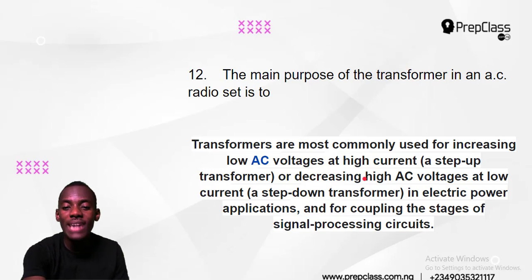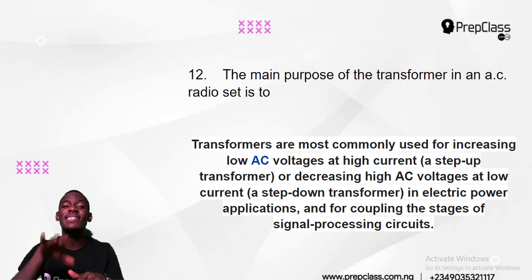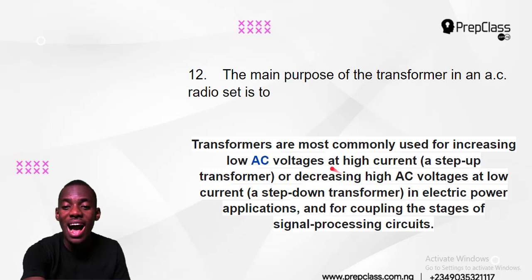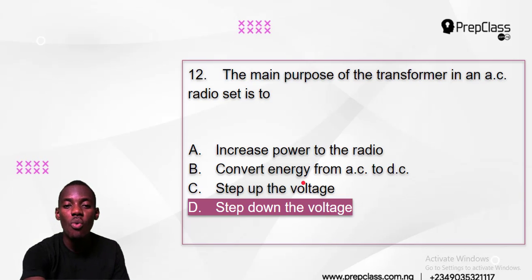So that's the work, and that process of changing the voltage is called the step down process. So that transformer is called a step down transformer. It tempers down the voltage. It steps it down, and that's the answer to the question. So it helps to step down the voltage so that the current will be high, and then you can use it for your radio set at home. And that is the answer to question number 12.